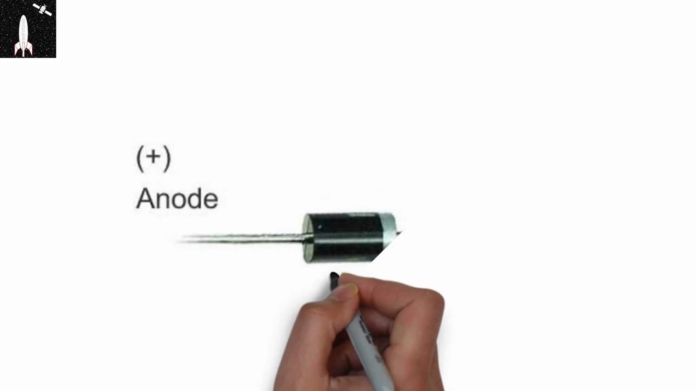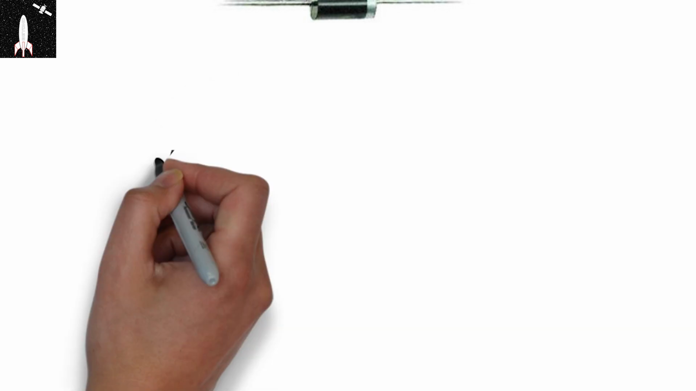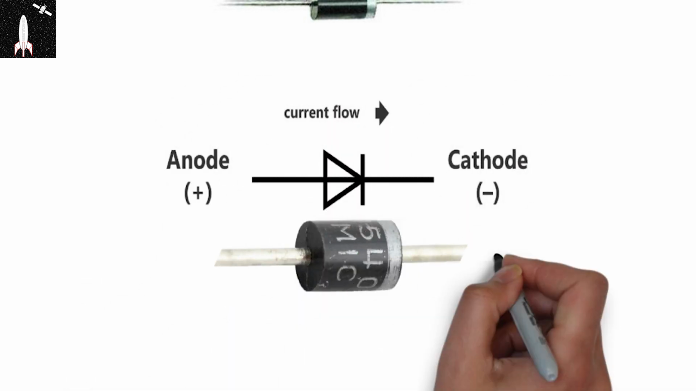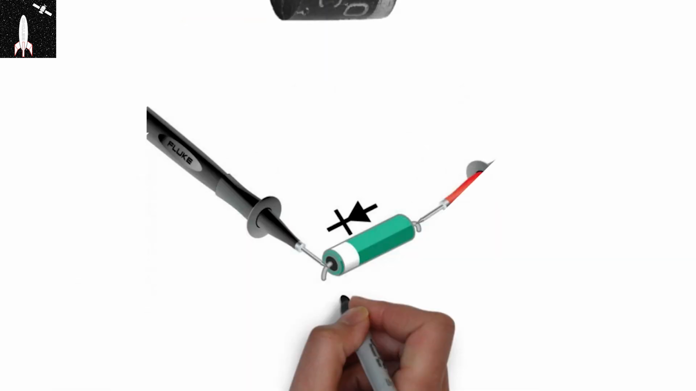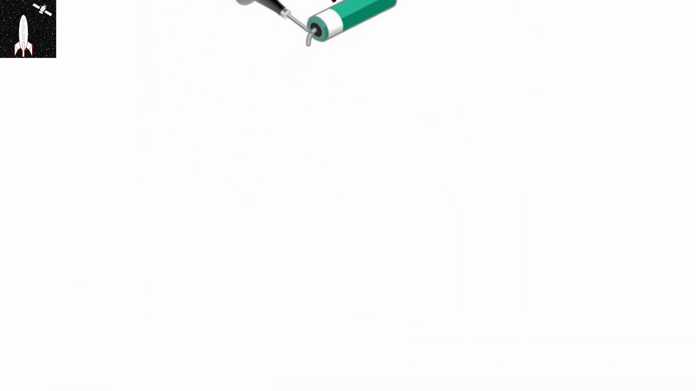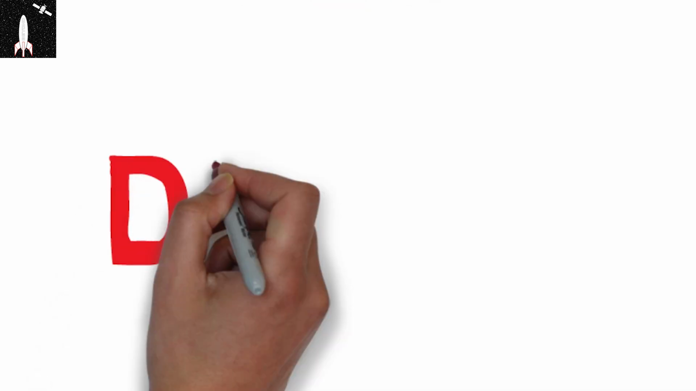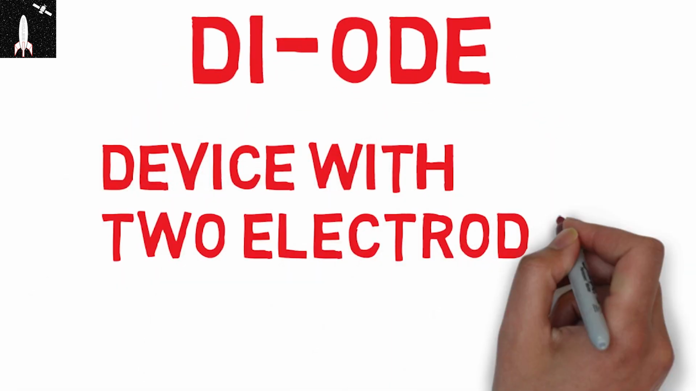A diode is a two-terminal device and it has an anode and a cathode. The diode is defined as a semiconductor device that has two terminals and can conduct current only in one direction, due to which a diode is also known as a unidirectional device. However, for a diode to conduct current, it must be within a specified voltage level. The word diode is derived from di-ode, which means it's a device that has two electrodes.